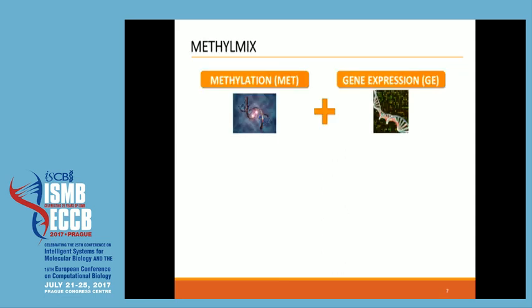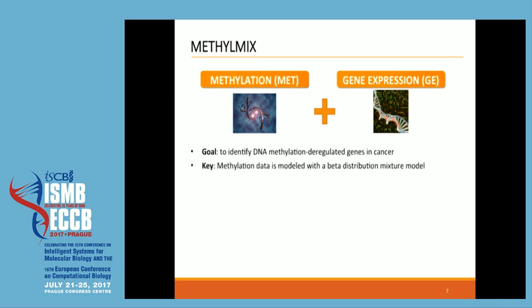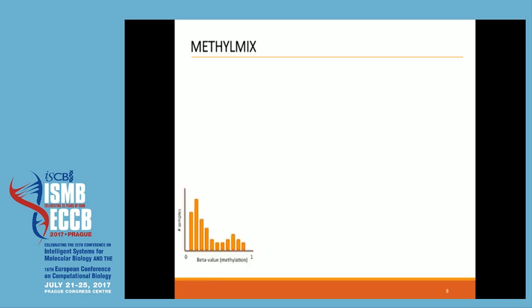MethylMix incorporates DNA methylation data, which is going to be methylation array data, with gene expression data, which could be RNA-seq or array data also, with the goal of identifying DNA methylation deregulated genes. And importantly, MethylMix is a model-based method, so it uses beta distribution mixture models to identify abnormal methylation states. I want to describe how the mixture models actually find abnormal methylation states.